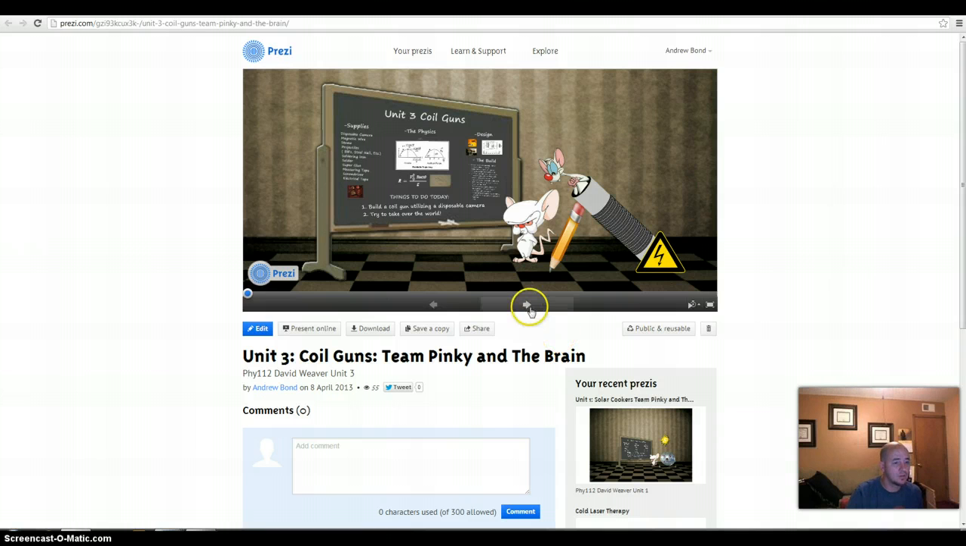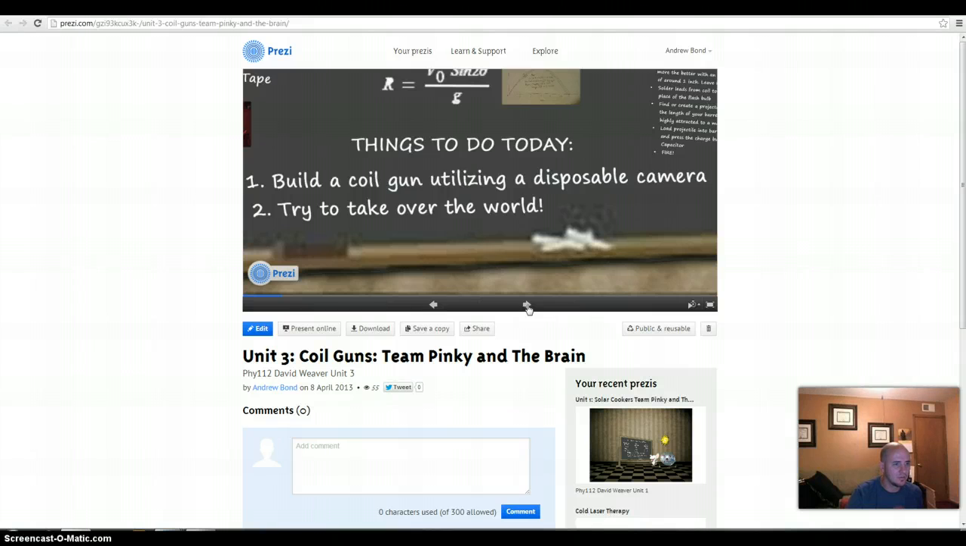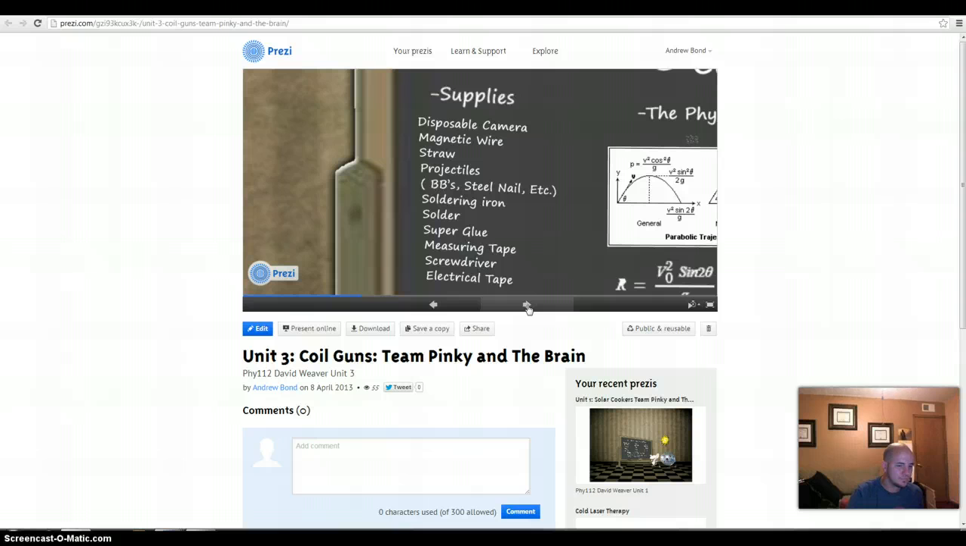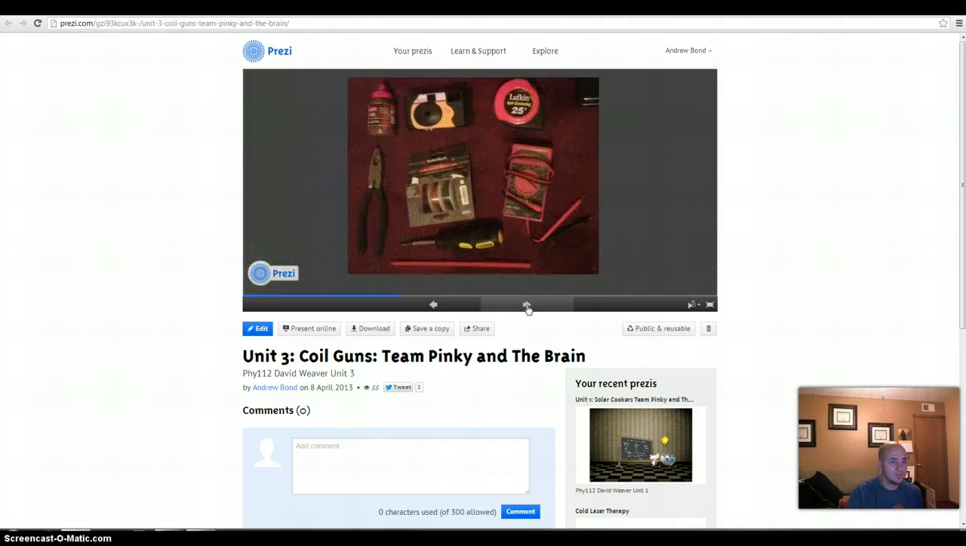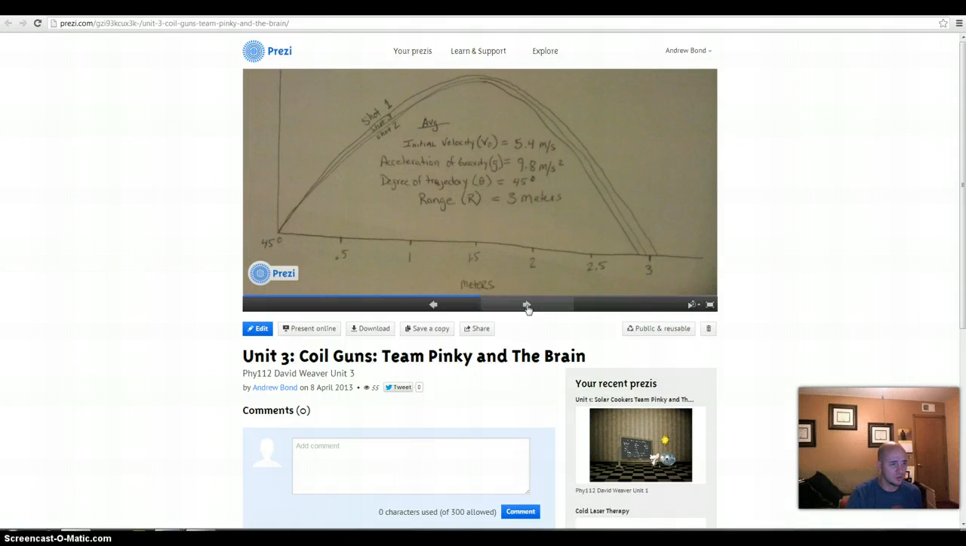So on this one, once again, custom graphics. Pinky's being shot out of a cannon, or a coil. It's an electromagnetic coil. But anyway, once again showing your mathematics and maximum range. This was my chart. I shot 3 shots right around 3 meters apiece, and our initial velocity was calculated at 5.4 meters per second.